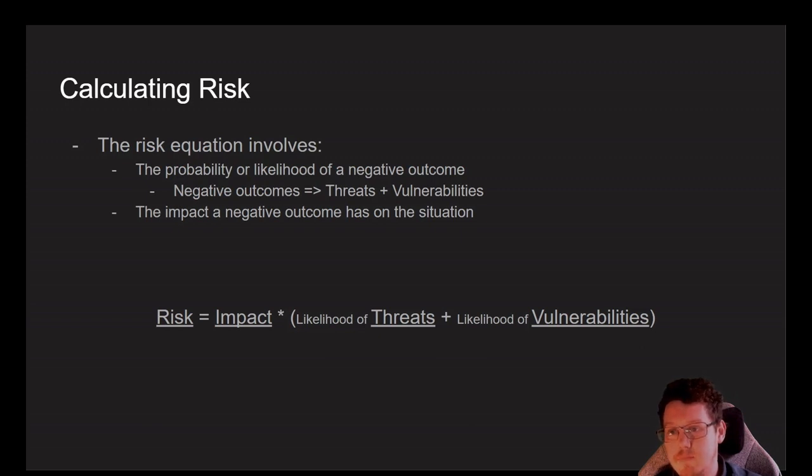We can see that, what do we mean by a negative outcome? What are the negative outcomes that we're trying to model? These are essentially threats and vulnerabilities when we're talking about risk related to anything. It's either a threat from an external source or a vulnerability, a problem with the system that we're looking at. So we can reframe the likelihood as likelihood of threats and likelihood of vulnerabilities.